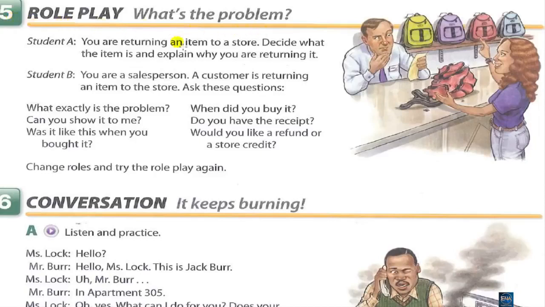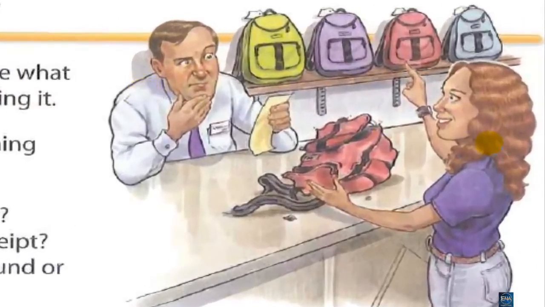Student A, you're returning an item to a store. Decide what the item is and explain why you are returning it. So here you will have a conversation between two persons. Look at the picture here. A customer and sales assistant. You're returning something and this thing has a problem. And then you try to negotiate. You try to talk to the sales assistant to solve your problem.